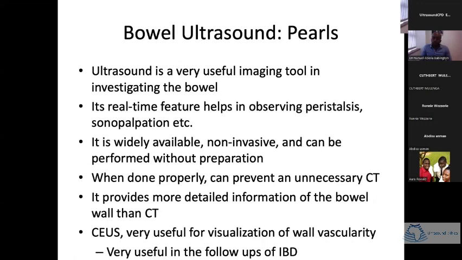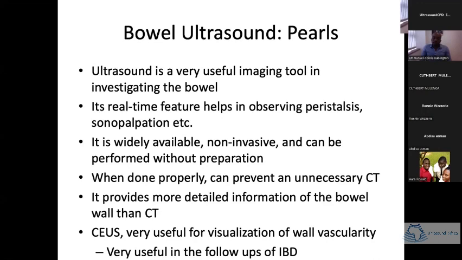Ultrasound is also widely available. Compared to its counterpart, ultrasound is quite cheaper. Ultrasound is non-invasive, particularly transabdominal ultrasound, and it can usually be performed without preparation. So in an acute case, in an emergency setting where a patient turns up with significant abdominal pain and the doctor is trying to figure out what's going on, you can instantly send the patient down to ultrasound to have them examined without any prior preparation.